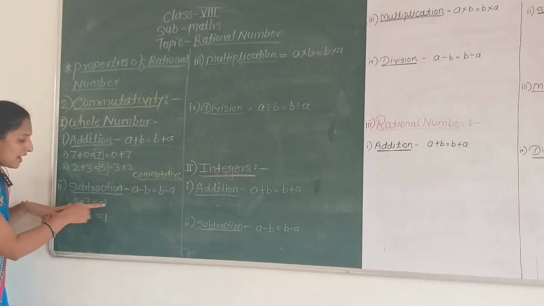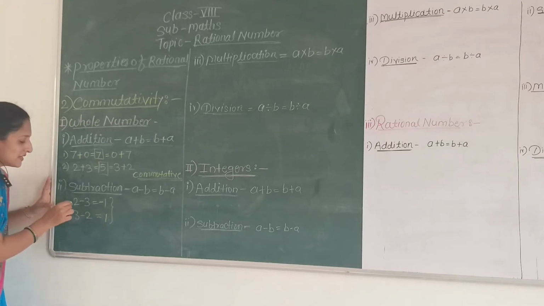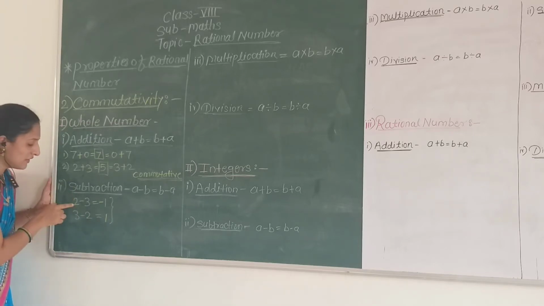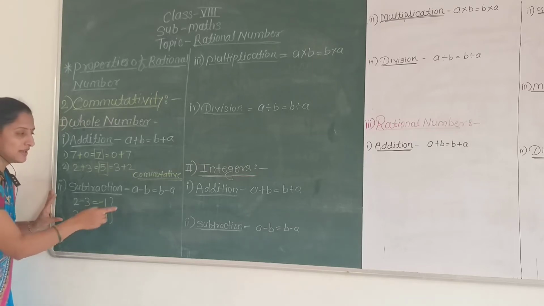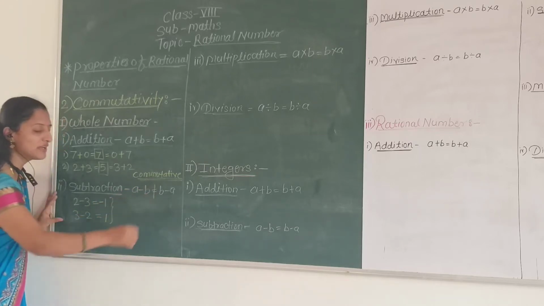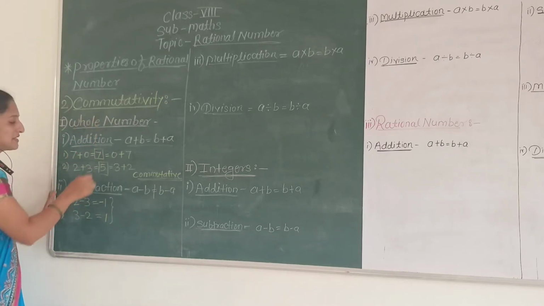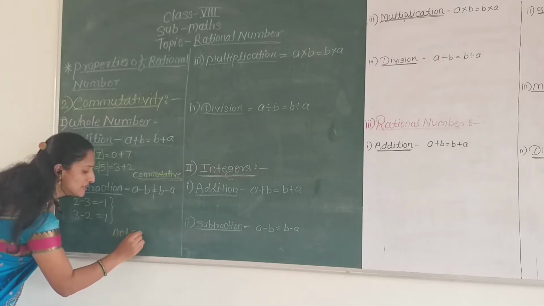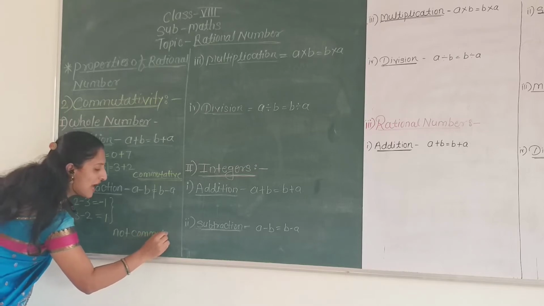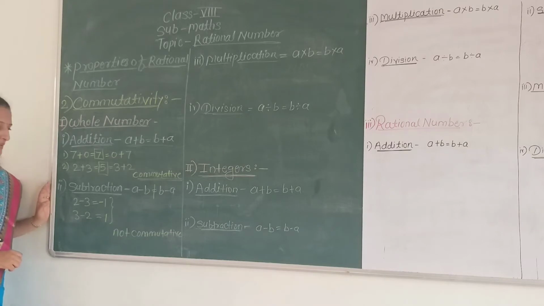That means the answers are not the same. In the case of subtraction, if we change the places of numbers, we can't get the same answer. Here a minus b is not equal to b minus a. So this shows that whole numbers are not commutative with respect to subtraction. Okay students, you get this?